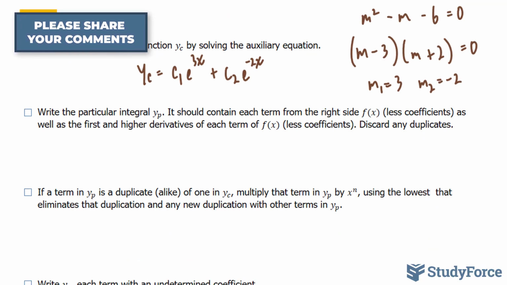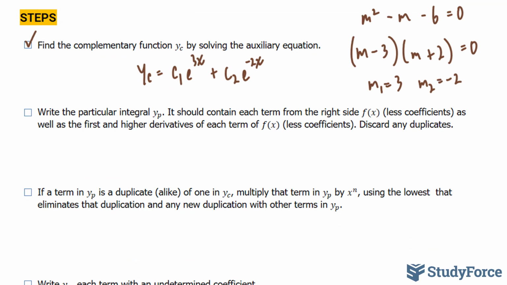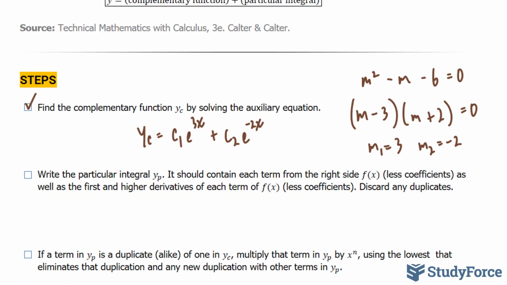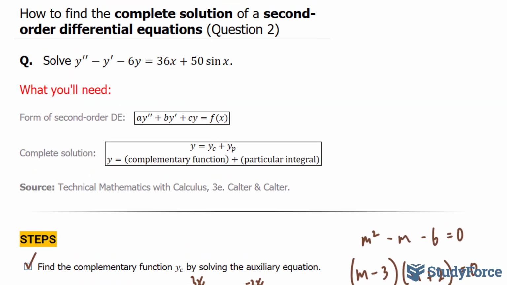We have to write the particular integral y subscript p in this step. It should contain each term from the right side, f of x, as well as the first and higher derivatives of each term of f of x. Here's what I mean by that. Take a look at the right side of this equation. We have two terms. For each of those terms, we need to find the first and second derivative.